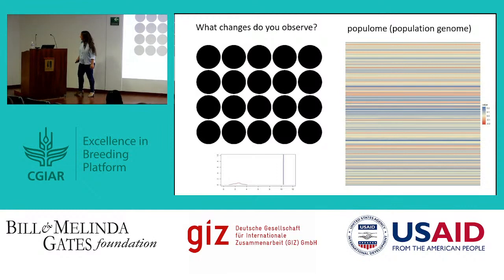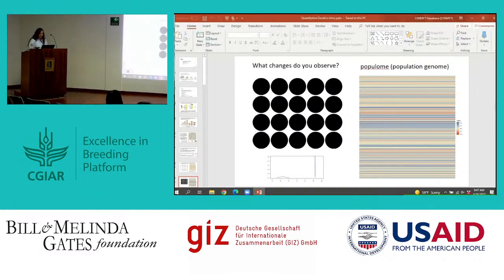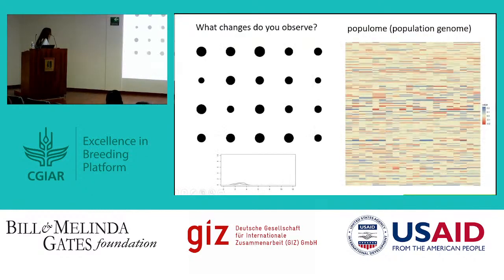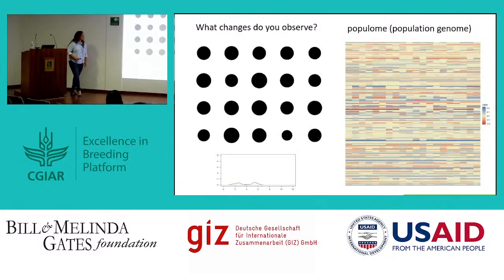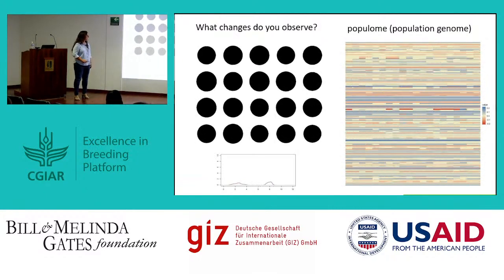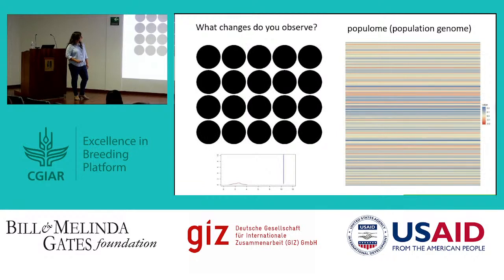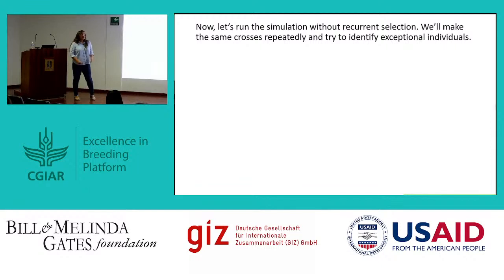I think I'll go through that just one more time, just so you can watch it and not hear me talking too much or anything. Let's just run that simulation again. So let's go back again and run it without doing recurrent selection and see what happens. So think to yourself, what are you expecting to happen without using recurrent selection?